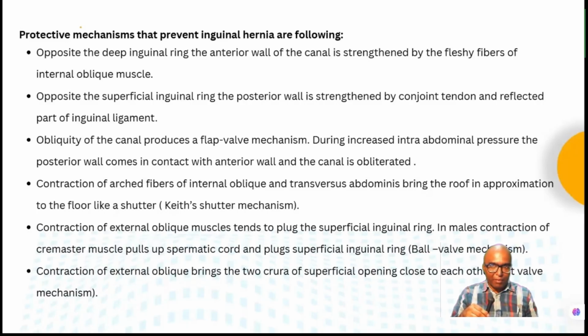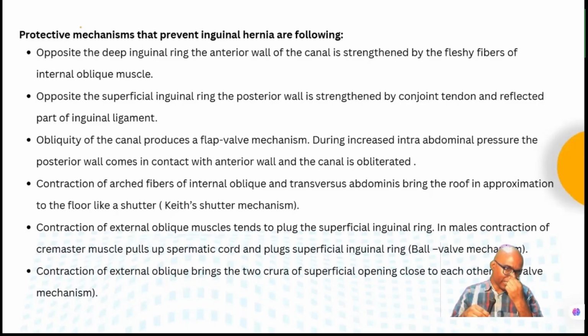During increased intra-abdominal pressure, the posterior wall comes in contact with the anterior wall and the canal is obliterated. Then there is contraction of the arched fibers of the internal oblique and transversus abdominis. These fibers go from below upwards, so when they contract, they bring the roof in approximation with the floor like a shutter. That is called Keith's shutter mechanism.